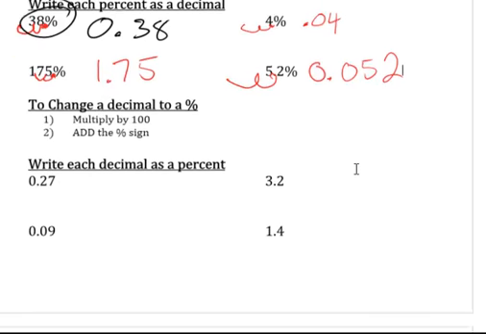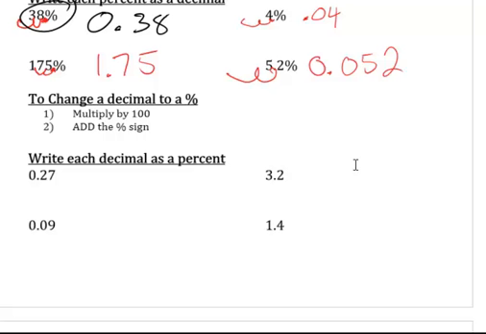Now, how do we go backwards? Well, instead of dividing by 100, we're going to multiply by 100. So I'm going to take my calculator, just like I did before. I'm going to take 0.27 times 100. That gives me 27, and I'm going to add my percent sign.